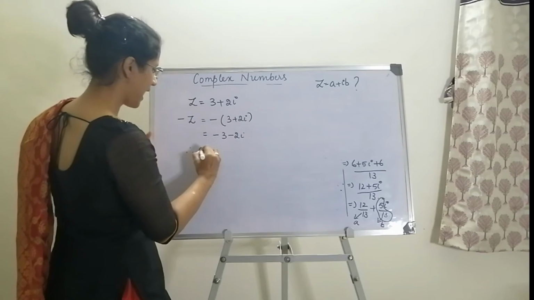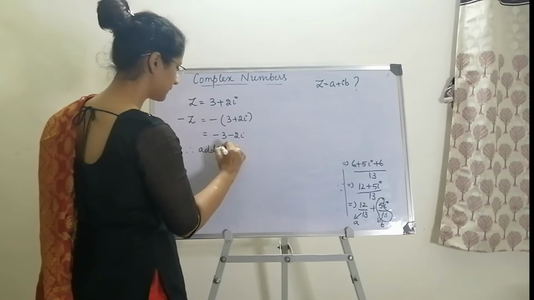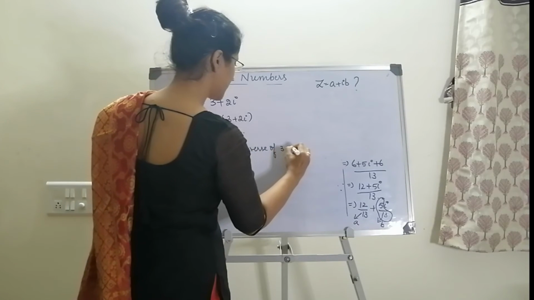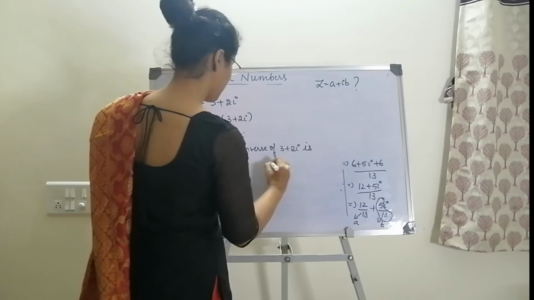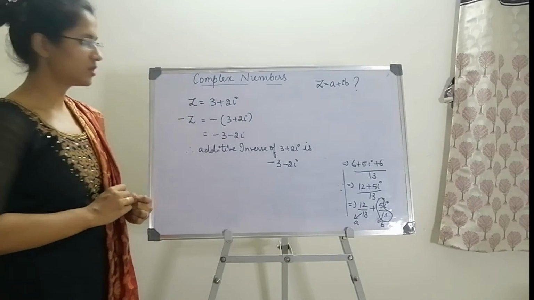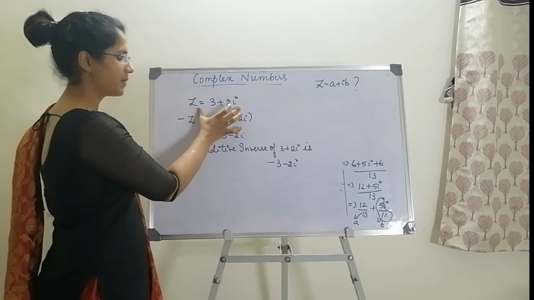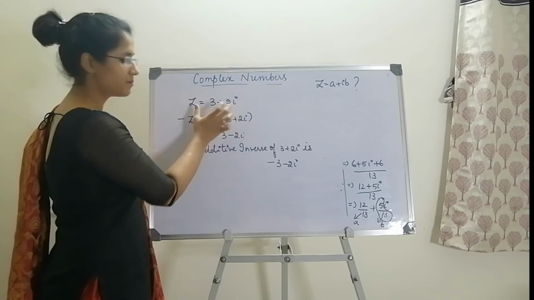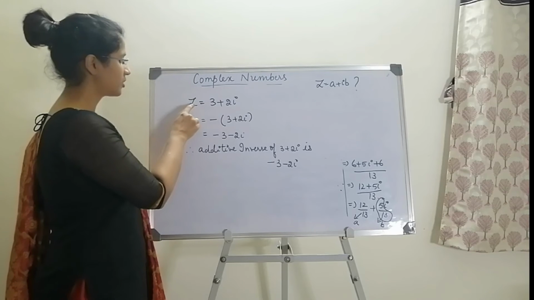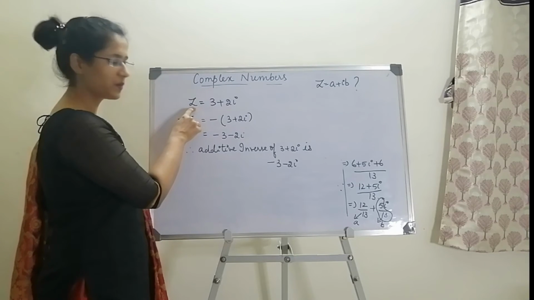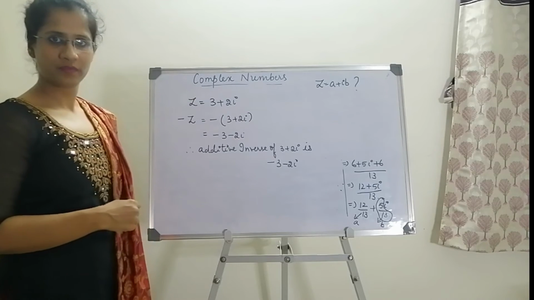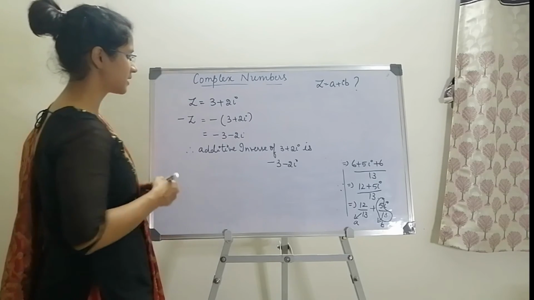So therefore, additive inverse of 3 plus 2i is minus 3 minus 2i. Understood? Additive inverse of a complex number will always be with the opposite sign. So if z is the number, minus z will be the inverse of my addition. Understood? I hope this is clear.